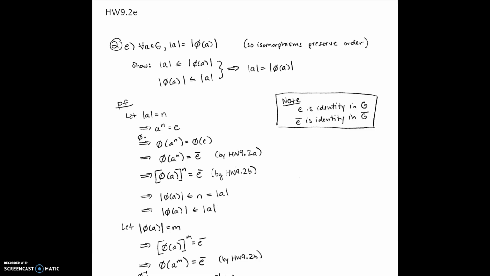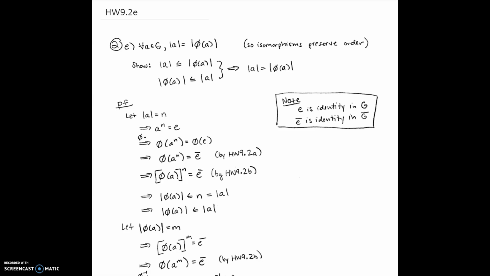I had problem number 2e on homework 9. So, the problem said that for all a in G, the order of a is equal to the order of phi of a. So, in other words, isomorphisms preserve order.